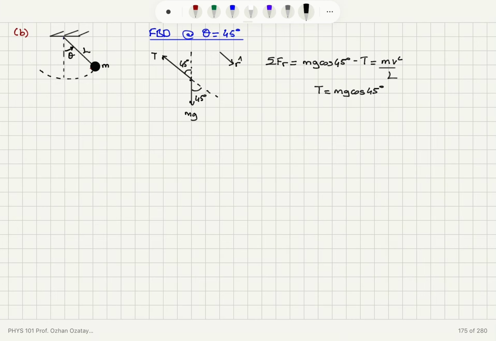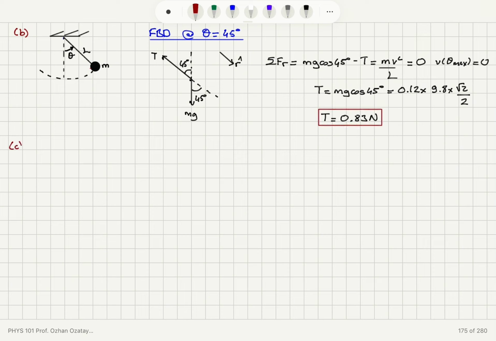Why? Because at this point, at the maximum angle, the speed is 0. So v at theta max is equal to 0. So this gives us the tension 0.12 times 9.8 times square root 2 over 2. The tension is 0.83 newtons at this point.